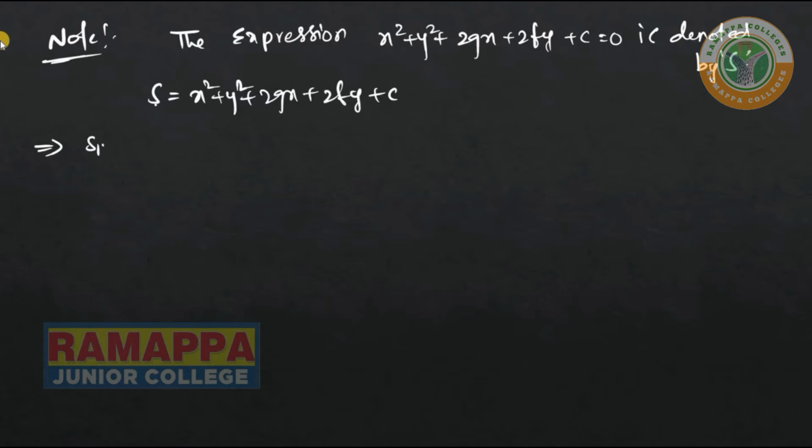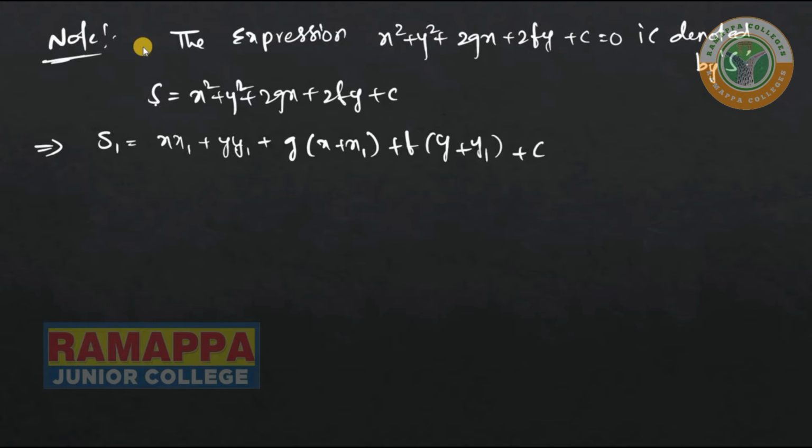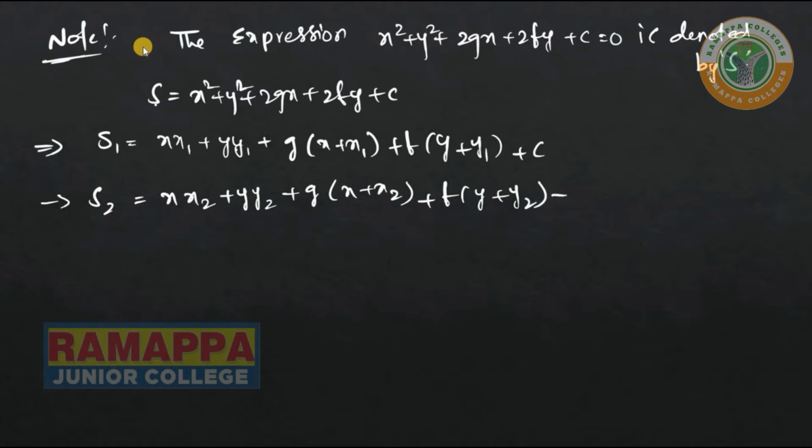Now S1 is equal to x into x1 plus y into y1 plus g into (x plus x1) plus f into (y plus y1) plus c. Now S2 is equal to x into x2 plus y into y2 plus g into (x plus x2) plus f into (y plus y2) plus c.